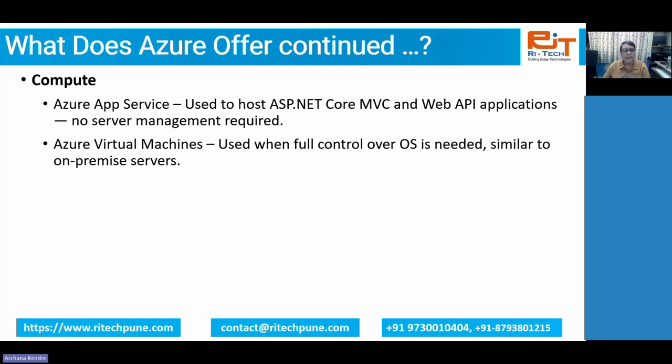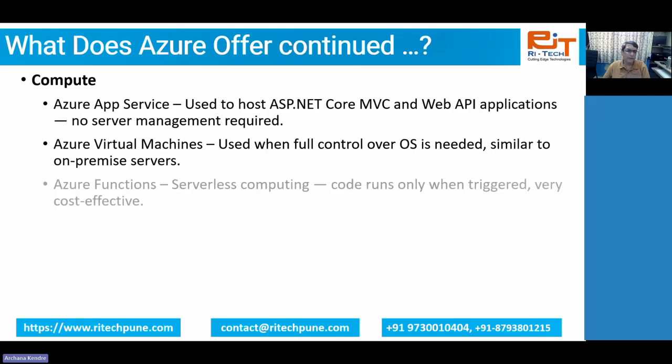Now, the second option that we have in compute is Azure Virtual Machines. Azure provides you the VMs, and if you want full control over the operating system and the services that are running inside the operating system and the server, if you want to manage the entire server on your own, then instead of going to Azure App Services, you can go to Azure VMs. Azure VMs will help you get full control over the operating system, similar to on-premise servers.